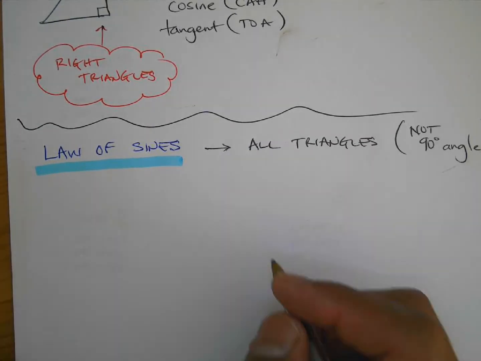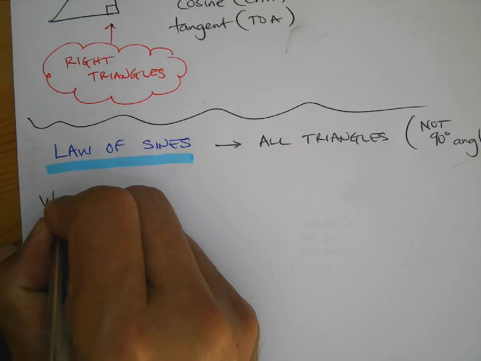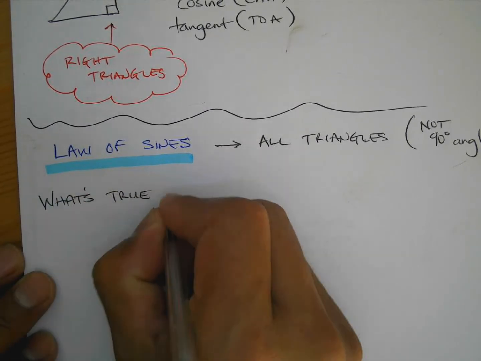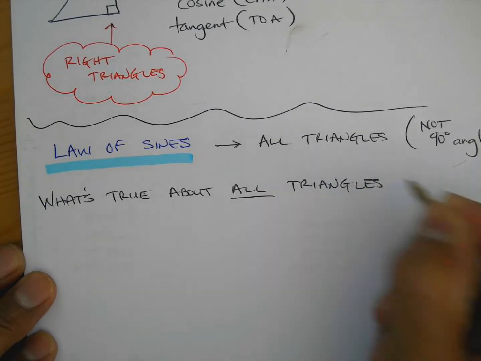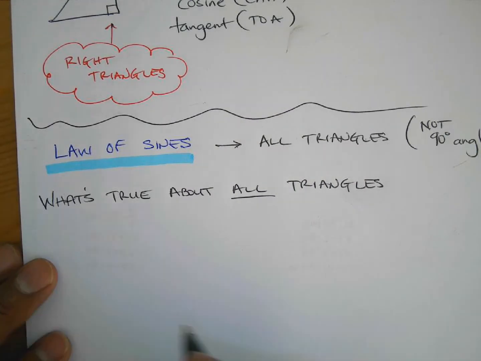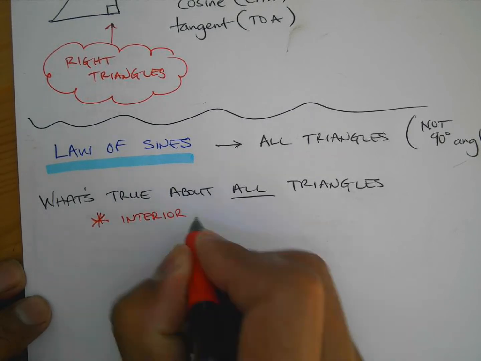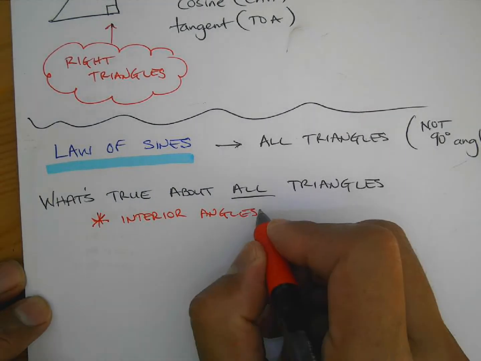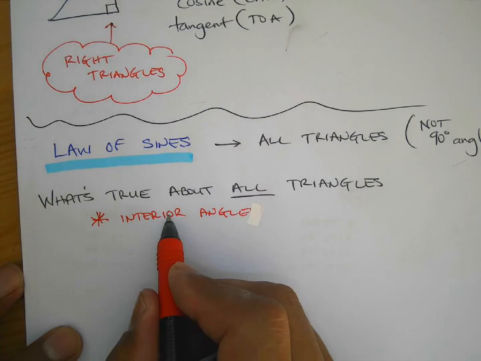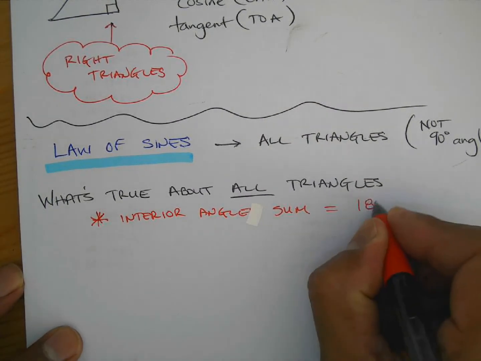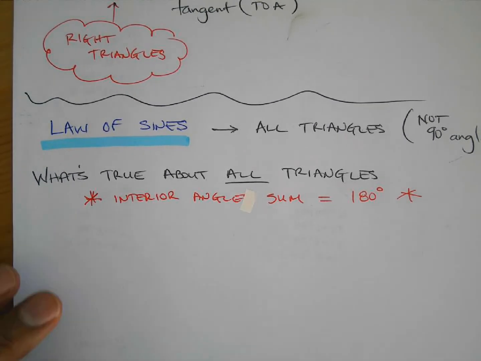Another thing that we want to review here: what's true about right triangles and what's true about all triangles? The answer is the interior angle sum. What is an interior angle? Well, the angles on the inside. The interior angle sum is still 180 degrees. That's true for all triangles. It's just like saying they all have three sides.